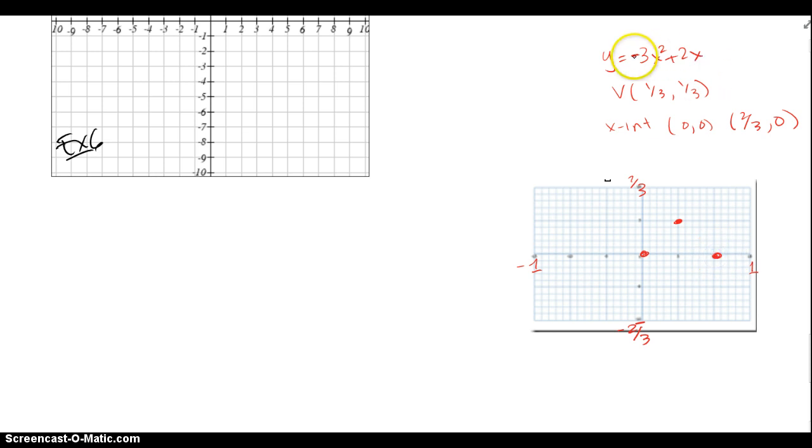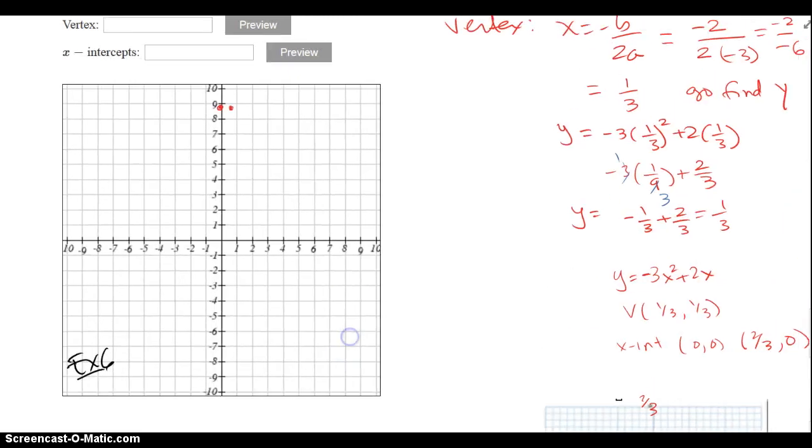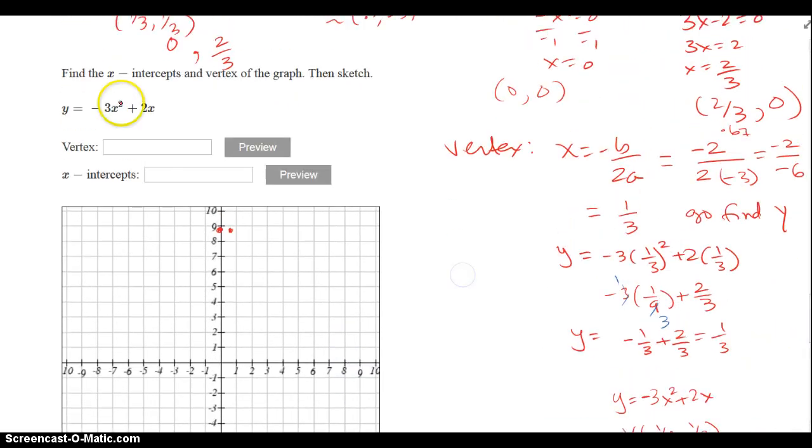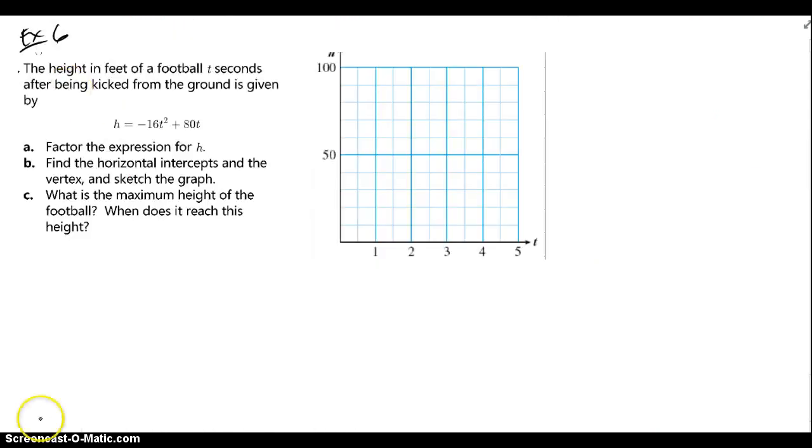And we know that it opens down because of the negative. So there's our parabola, which kind of looks wide because I've zoomed in so much and my scale is going by 1/3. Over here, if we did it over here, you would see that it would look skinnier, narrower because of the factor 3. Alright, next example.